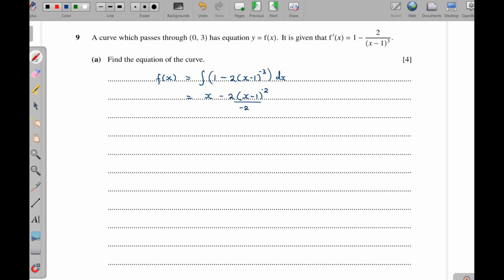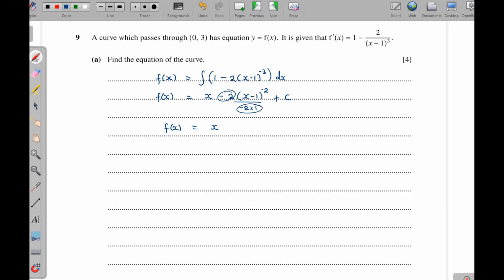When you increase the power by 1, this will become negative 2. You divide by negative 2 here, but you will multiply by the derivative of what is inside here, because this came from differentiation using the chain rule, times the derivative of what is inside, which is 1. Then we put an arbitrary constant c, because we don't know the constant that disappeared when they differentiated. So our f of x is going to be equal to x.